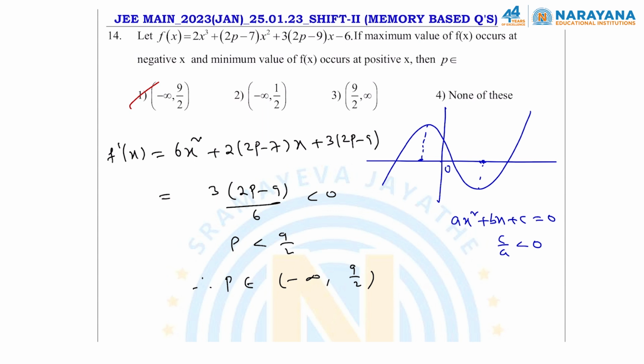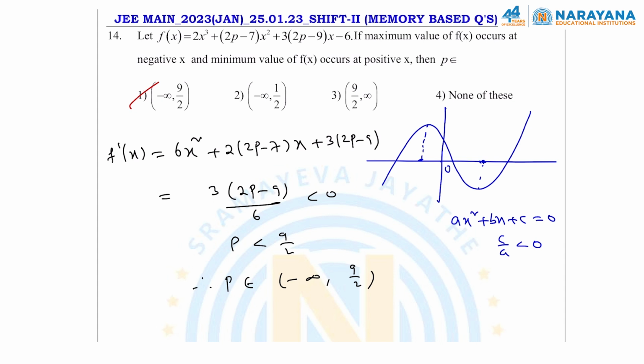Since he said this cubic equation's maximum value occurs at negative x and minimum value occurs at positive x, these x values are nothing but roots of f dash of x equal to 0, because if you want to find maximum and minimum values, we have to find the values of x for which f dash of x is 0. For this, the roots should be of opposite sign. Then the product of the roots is less than 0. Then we'll get p belongs to minus infinity to 9 by 2.